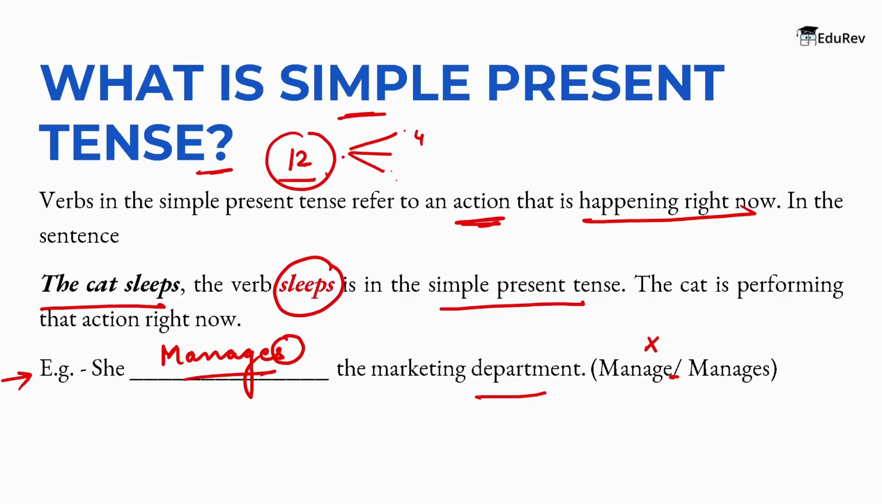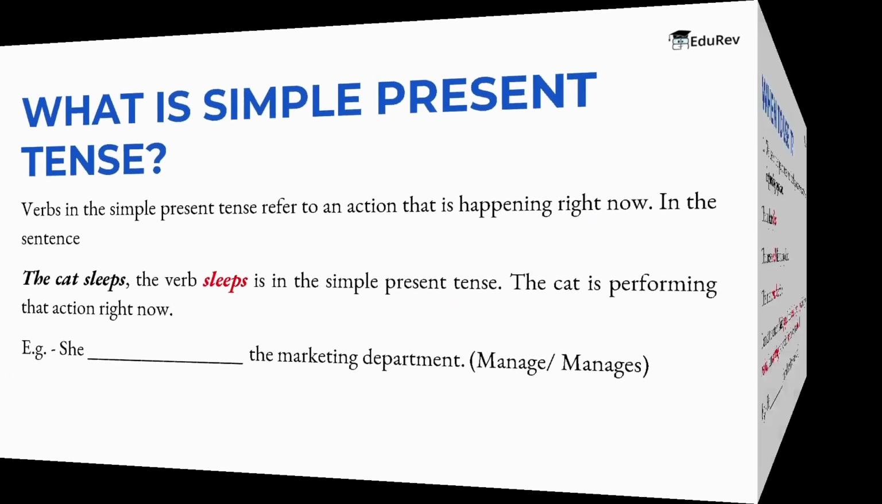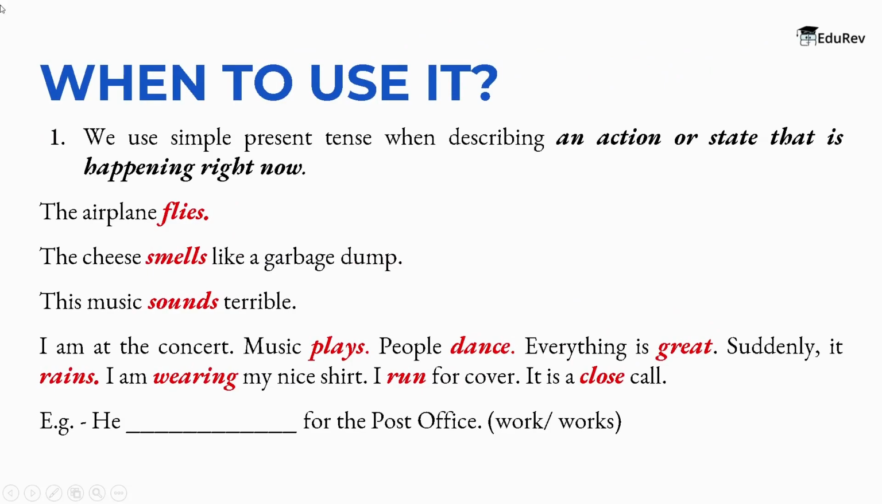Now let's move forward to when do we use the simple present tense. That is, what are the rules to use your simple present tense, and in those rules itself we are going to explain why we have used S with your she, and if there would be they, like they manage the marketing department. So in case of she, it is manages, and if there would be they, it will be manage. So these are some of your rules which will come in a little bit of moment, but let's see when do we use the simple present tense now.